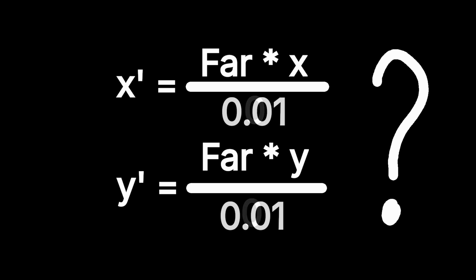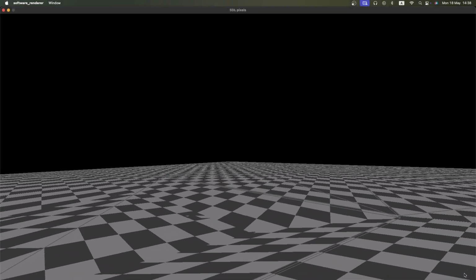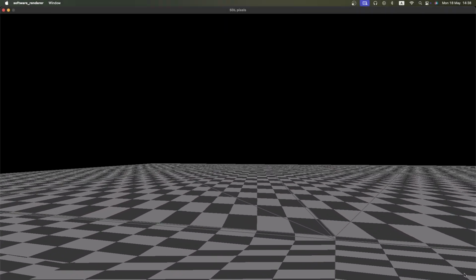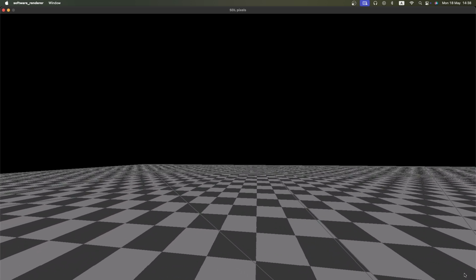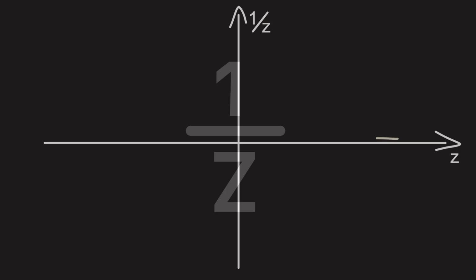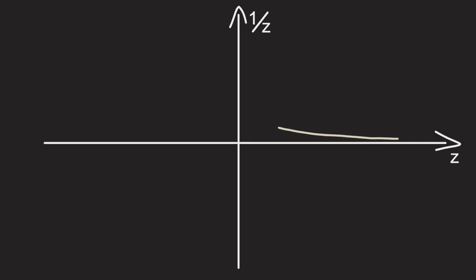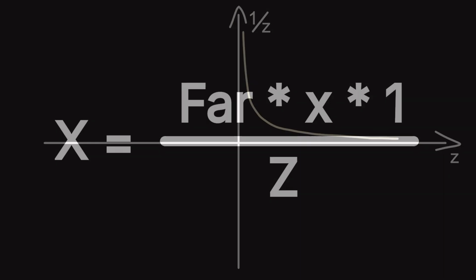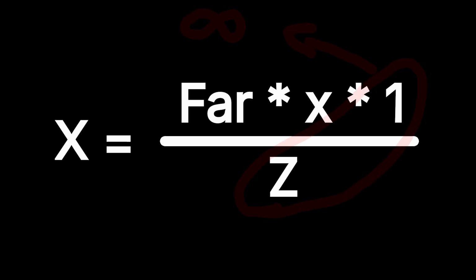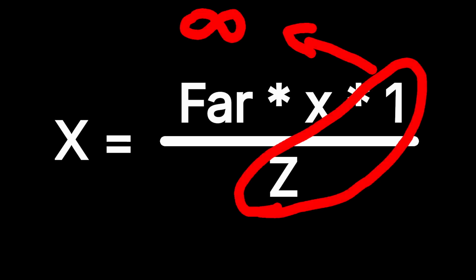You may think we could just replace z with some very small value close to 0. But that doesn't really solve the problem either. To understand why, let's look at a much simpler function, 1 divided by z. What happens when z gets smaller and smaller? As z approaches 0, the value shoots toward infinity. And because our projection formula also divides by z, our projected coordinate explodes toward infinity as well. That's why triangles suddenly stretch across the entire screen.